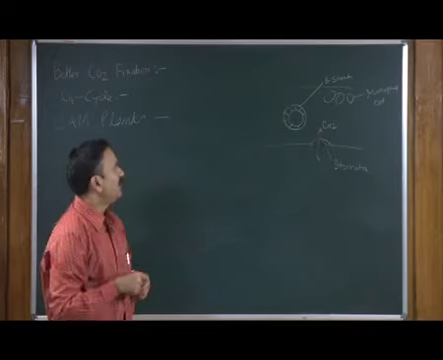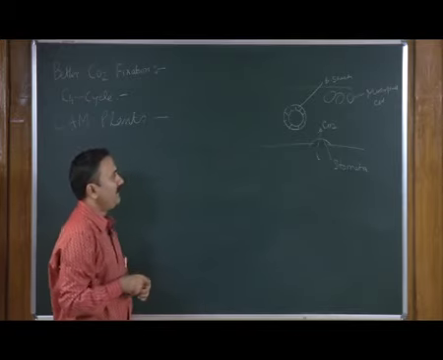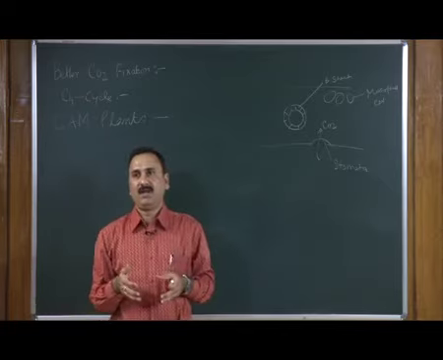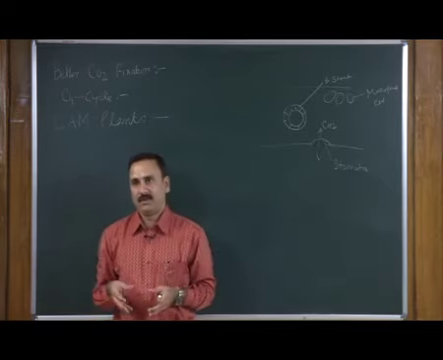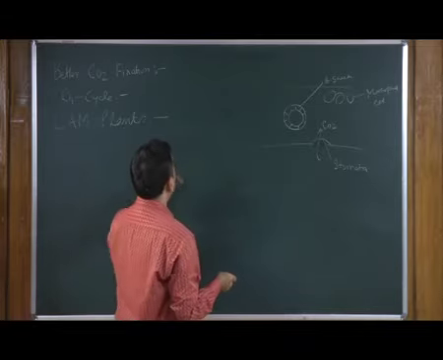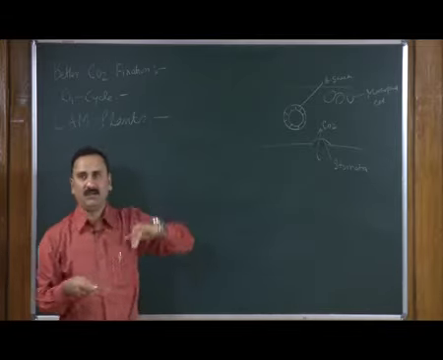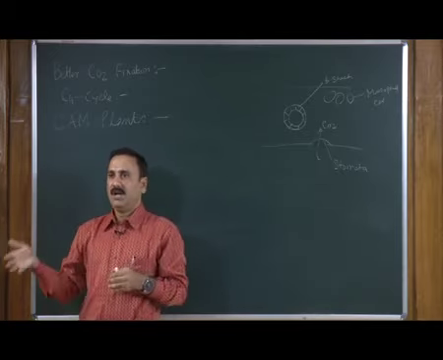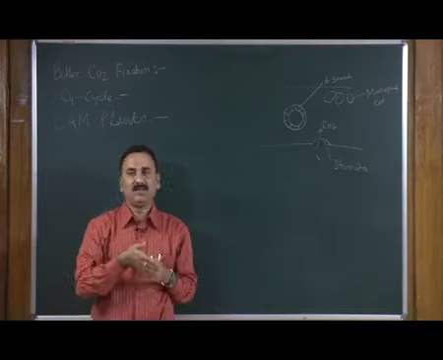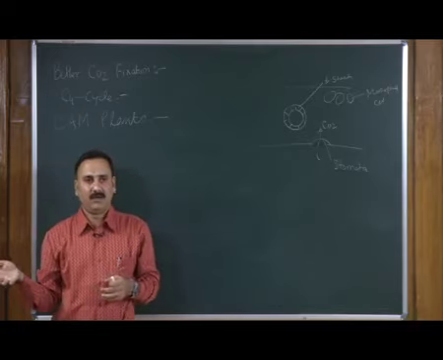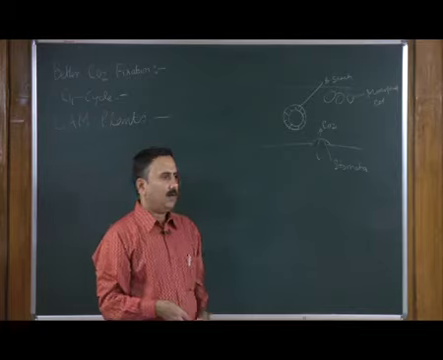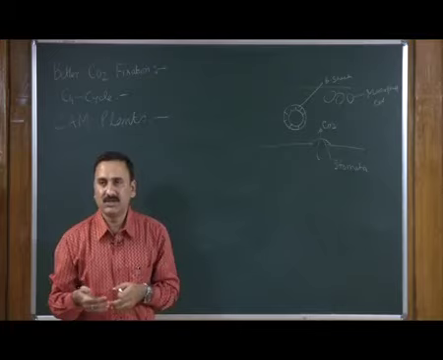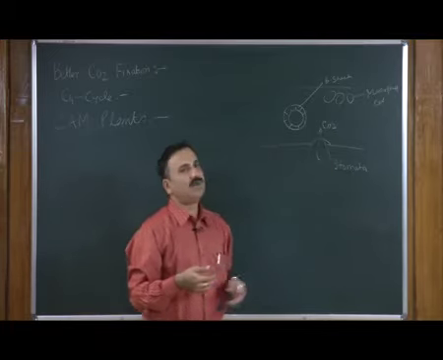But there are plants which do not open their stomata during the daytime. So, as you remember, the light reactions happen when there is sun during the daytime, whereas the dark reactions can happen at any moment of time. Okay. So, the dark reaction does not need the sunlight, but the dark reaction needs the availability of carbon dioxide.